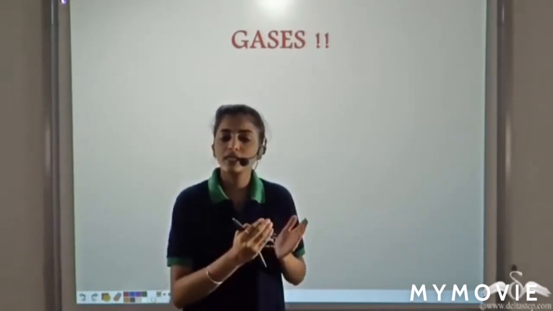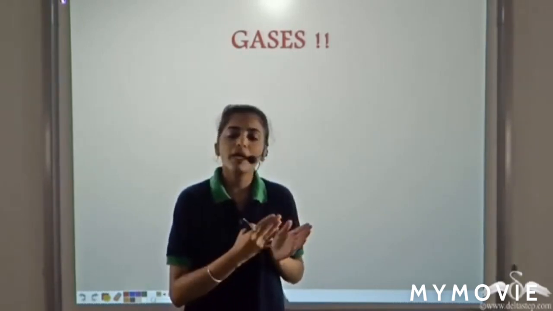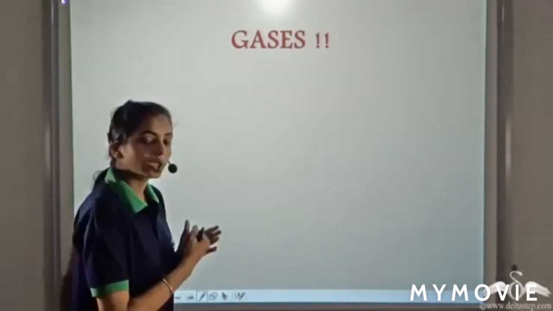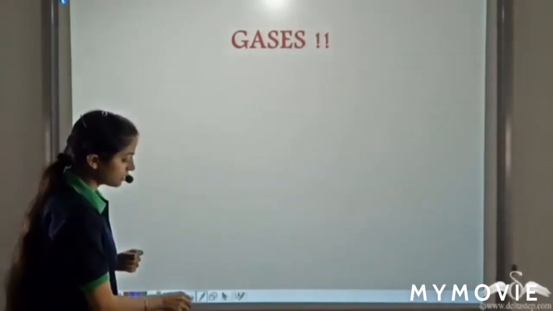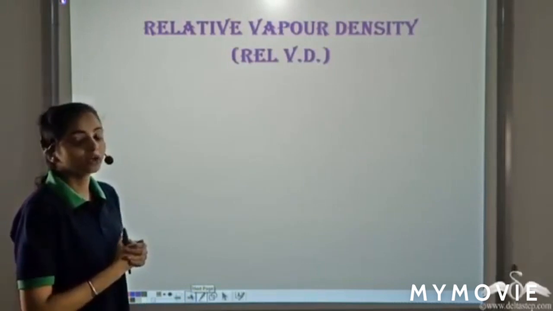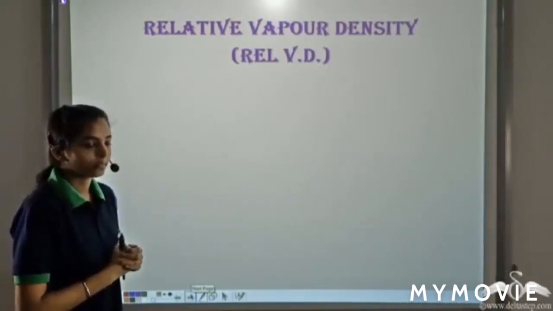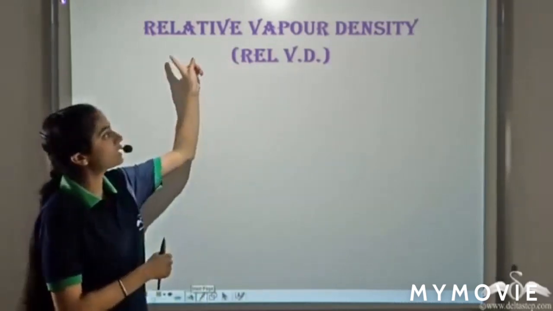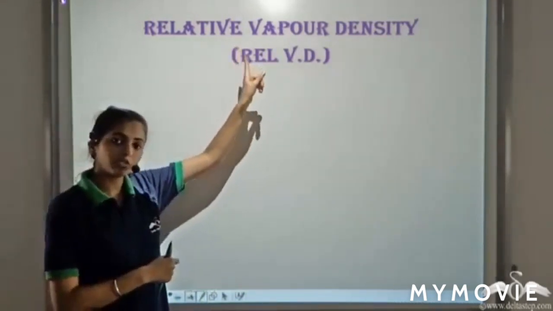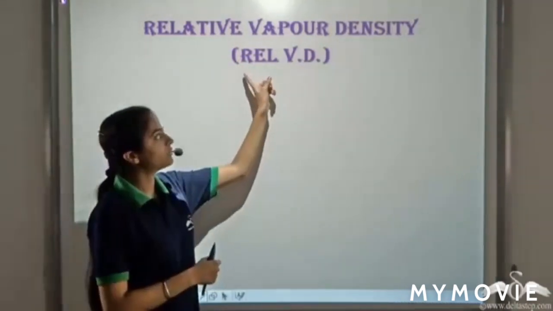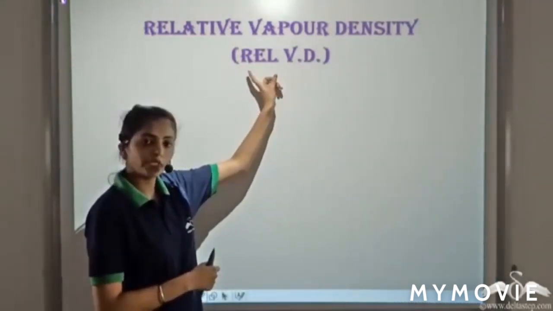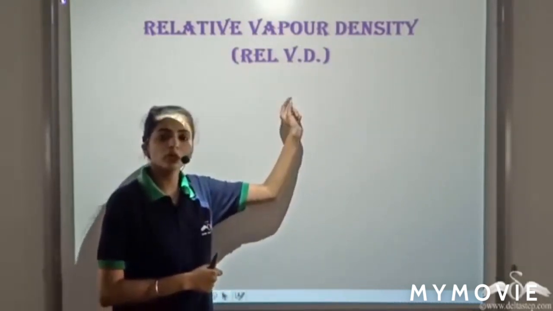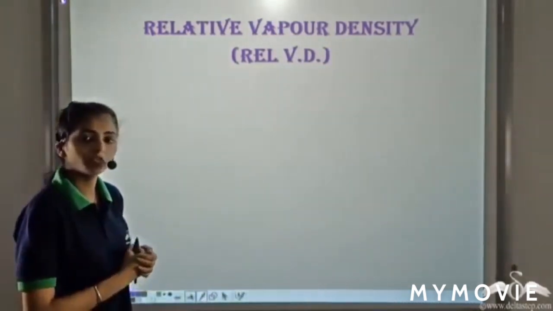So that is why its density is calculated by comparing it with some other gas. When the density is compared to some other gas, we find the relative vapor density of a gas, abbreviated as REL for relative and VD for vapor density. Now let's see how we calculate the relative vapor density for any gas.